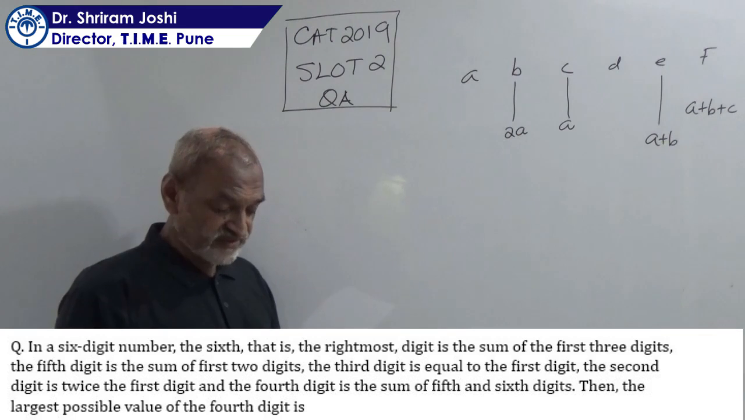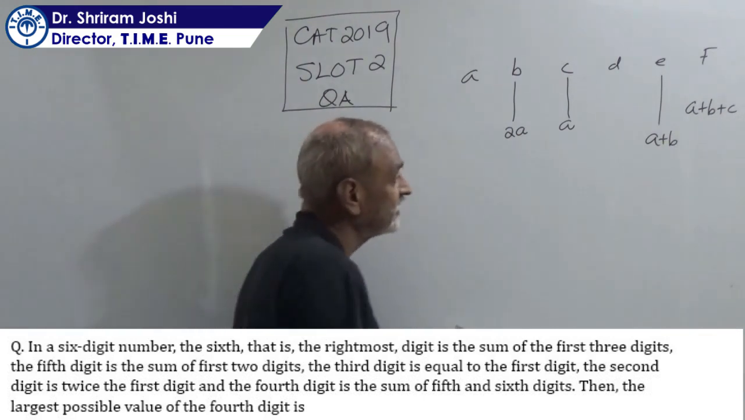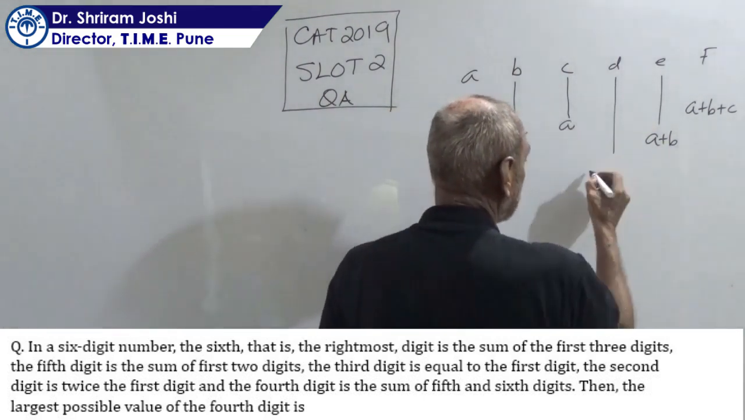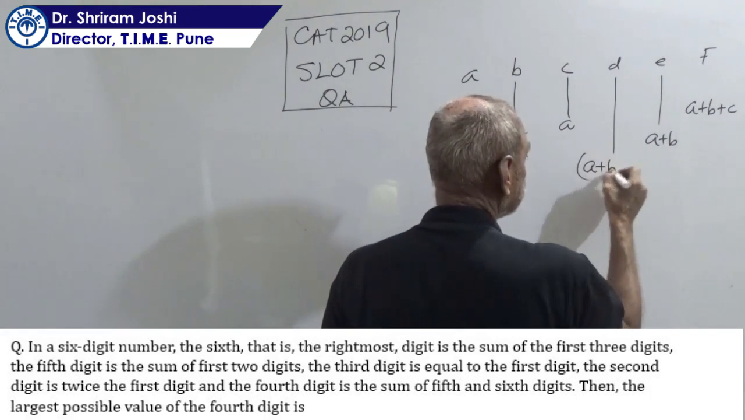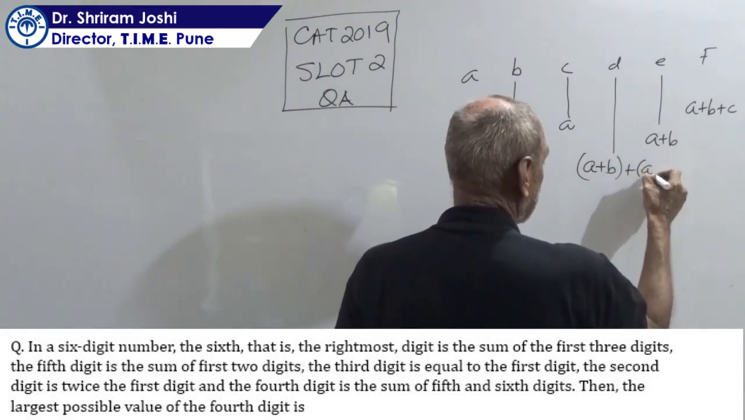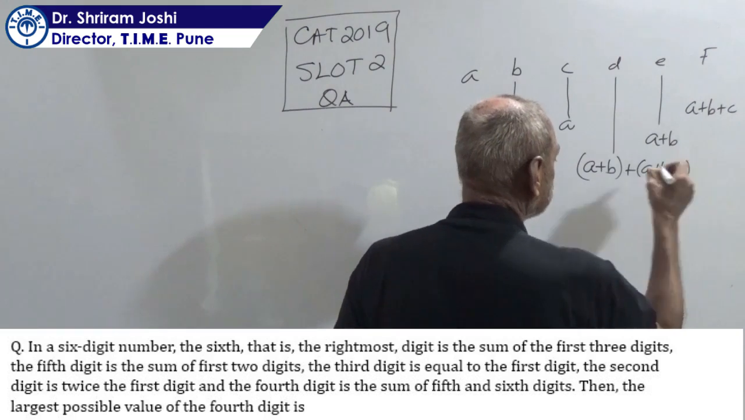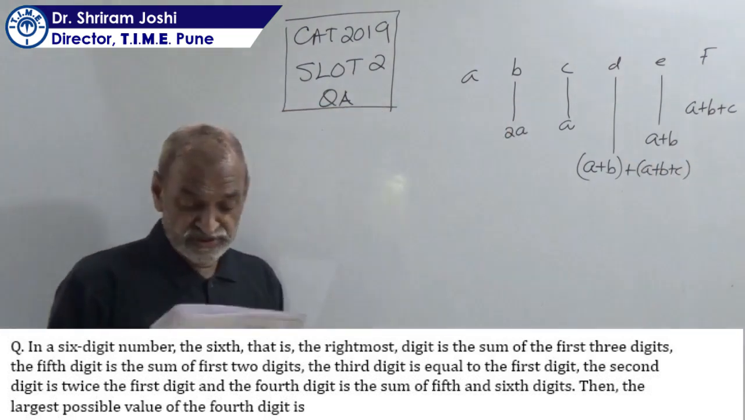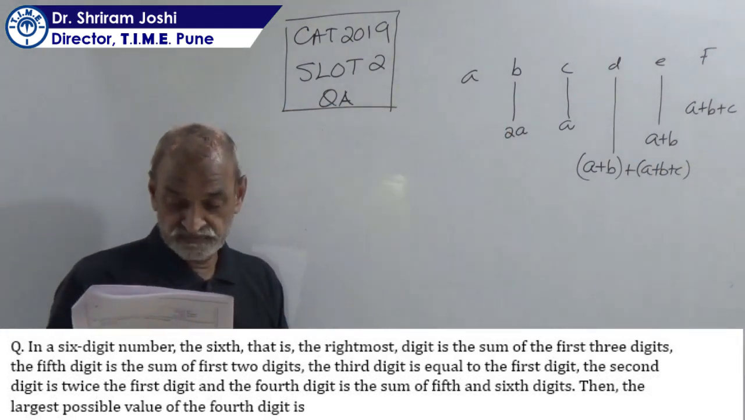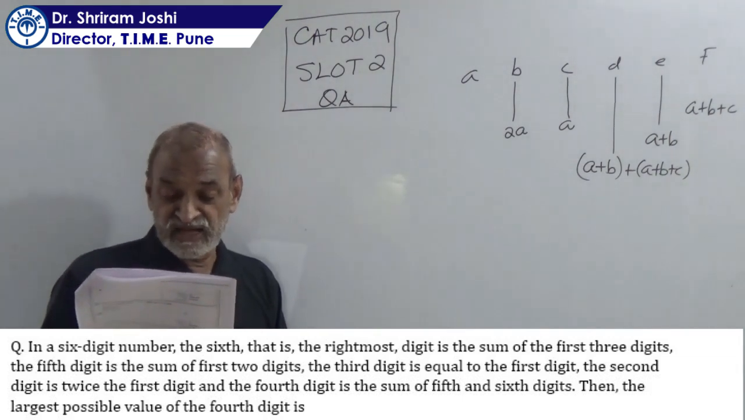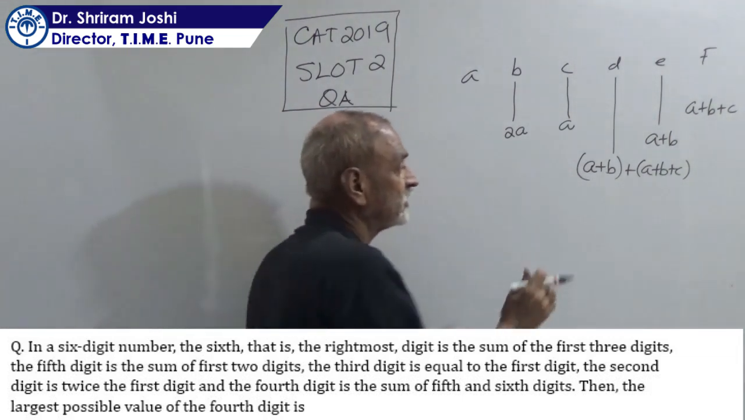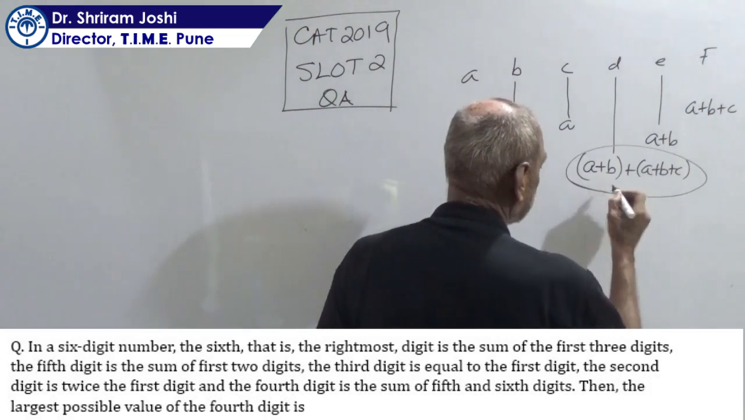The 4th digit is the sum of the 5th and 6th digits. The 4th digit is the sum of A plus B plus A plus B plus C. We want the largest possible value for the 4th digit. What is the maximum value here?